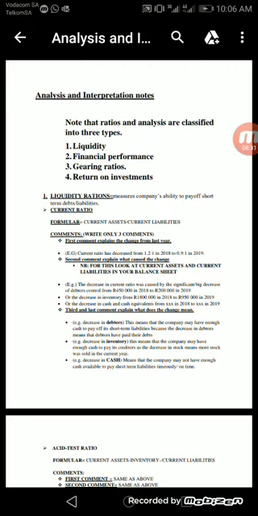All right. So the first comment explains the change from last year. You would have calculated current ratio for the current financial year. If you were doing financial statements for 2019, they will give you current ratio for 2018, and then you will calculate current ratio for 2019.